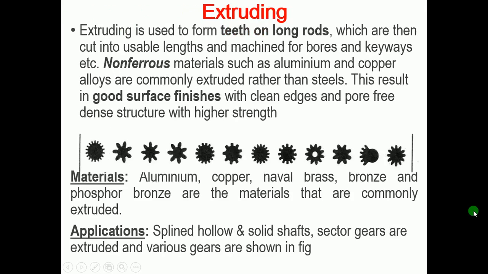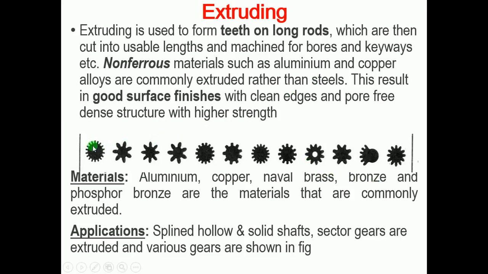Now come to the next. Extruding is a good process to generate gears. Extrusion is used to form teeth on long rods. With the extruding process we can produce a long rod with teeth, which is then cut into usable lengths and machined for bores and keyways, etc. Non-ferrous metals like aluminum and copper alloys are commonly extruded rather than steels.